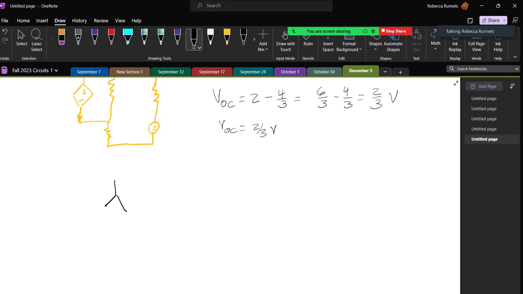I will have my dependent source, which is 2Vx, and my voltage source is just going to become a short.